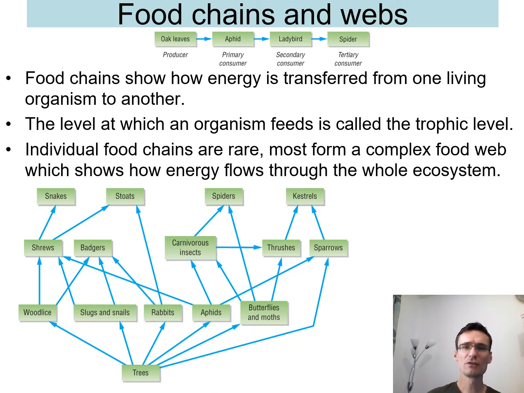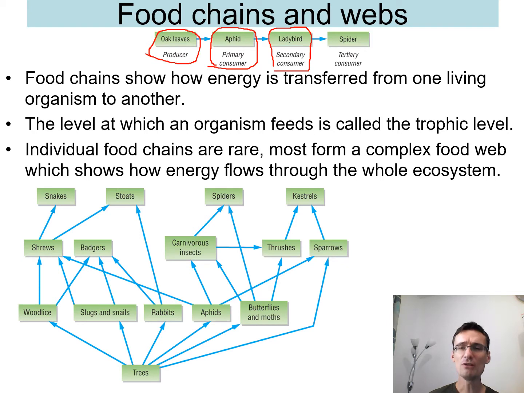So you need to be able to use food webs and food chains. You need to understand that each one of these stages of a food chain, so we've got the producer there, is called a trophic level. So you've got your primary consumer, which will be a herbivore, then a secondary consumer, and each one of these is what we call a trophic level.